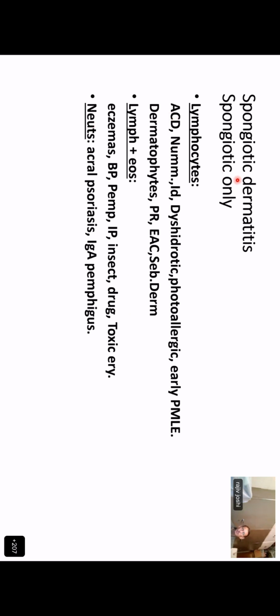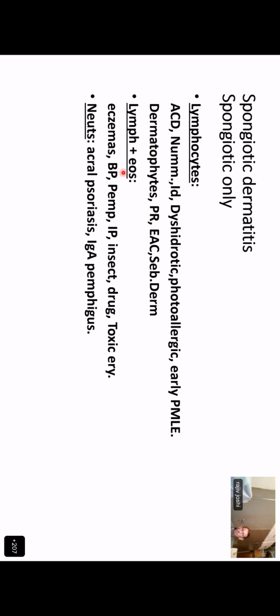So how would you approach this? If you have spongiotic dermatitis with only spongiosis, and mainly lymphocytes, these would be the differential diagnosis: allergic contact dermatitis, nummular eczema, id eruptions, dyshidrotic eczema, photoallergic dermatitis, early polymorphous light eruption, even dermatophytosis, that's tinea, in which case you need to demonstrate the tinea in the stratum corneum, seborrheic dermatitis, and pityriasis rosea.